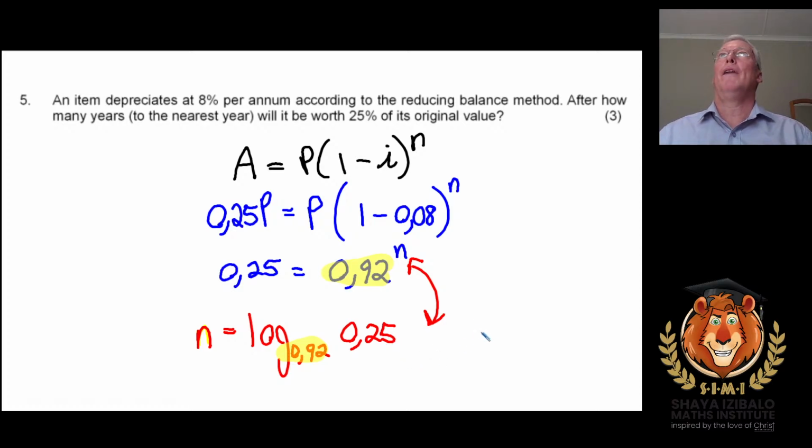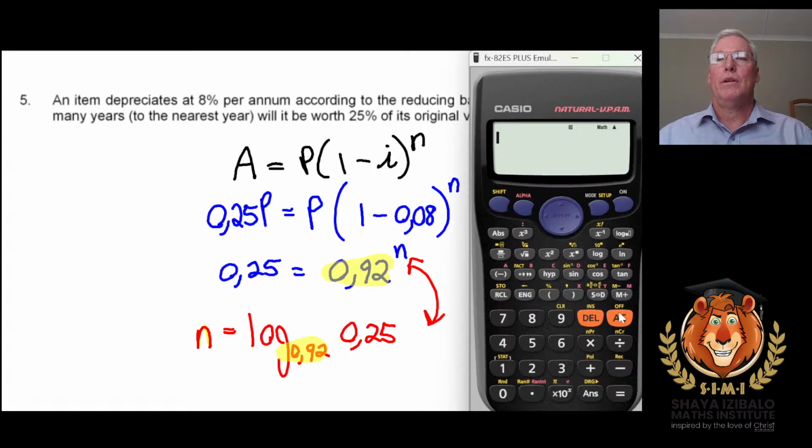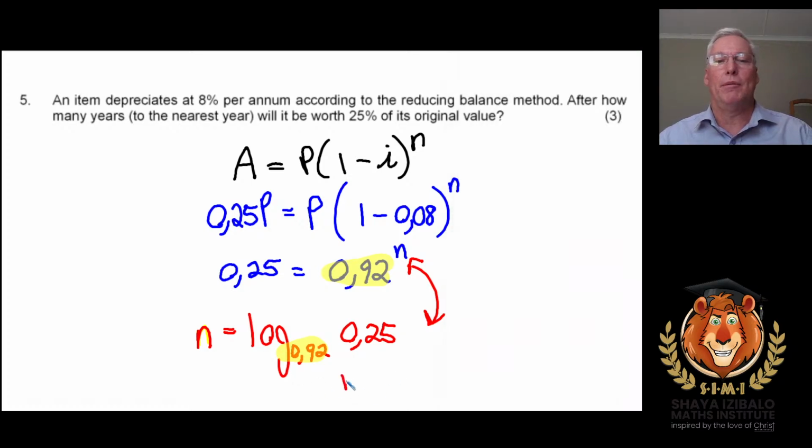And our answer, well, let's get our calculator out and see what our answer is. Log base 0.92 of 0.25, and we get about 16.6 years. So it actually says, I'm not reading my own question, it says to the nearest year. So 17 years.